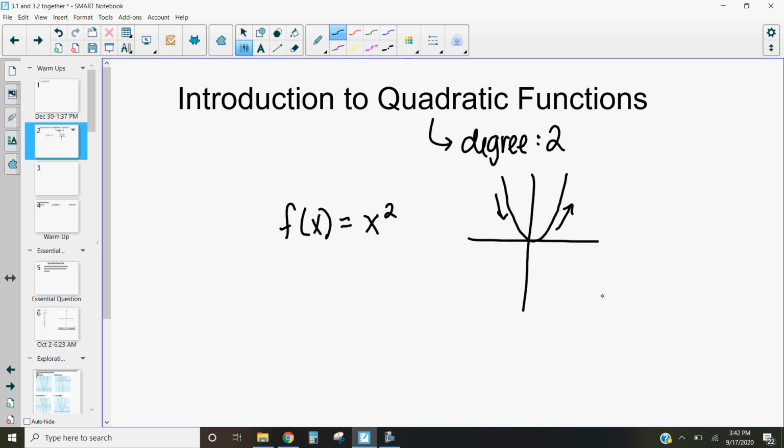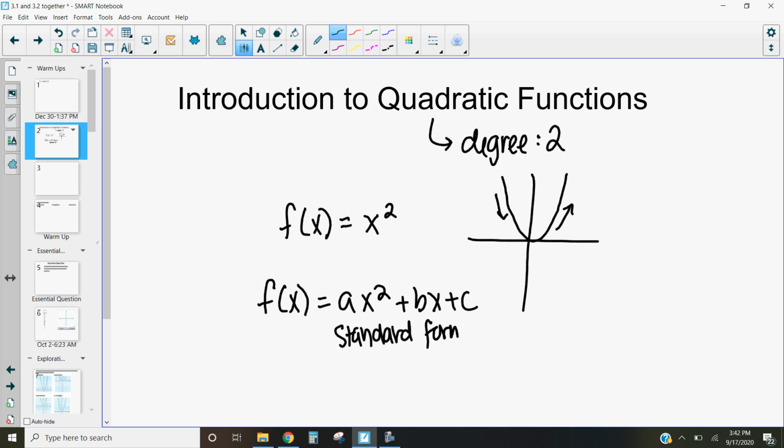In future videos, we'll talk about some of the characteristics of these quadratic functions. But a big thing is just that these quadratic functions are anything of degree 2. So we most commonly see them in this form of f of x equals ax squared plus bx plus c. Now that's one way to write it. This is called standard form, but we will also be discussing in future videos the other types of forms that we might see.